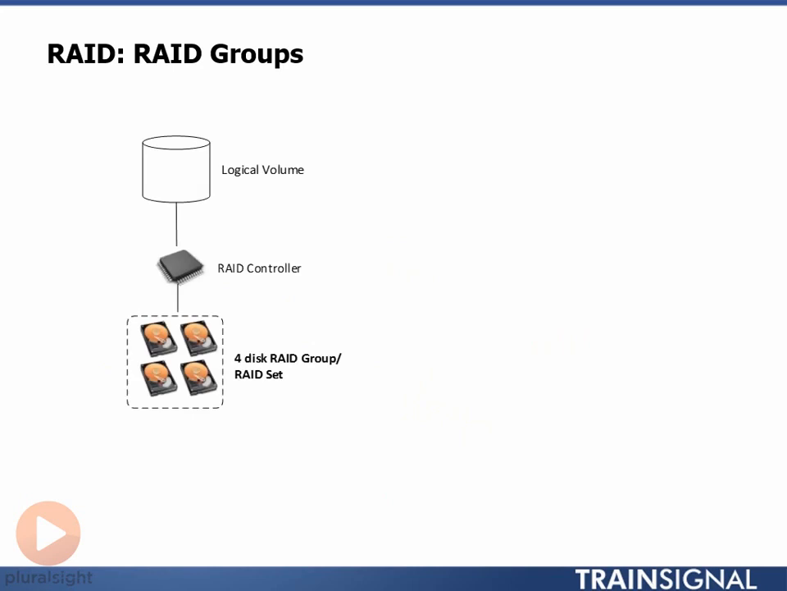First up, let's tackle RAID groups. Sometimes we call these RAID sets. Basically, a RAID group or a RAID set is a group of physical drives combined and virtualized by a RAID controller to be one or more logical drives. The RAID controller virtualizes the physical drives into one or more logical volumes. Sometimes we call these logical drives, logical disks, virtual volumes, or virtual disks. We'll call them logical volumes.